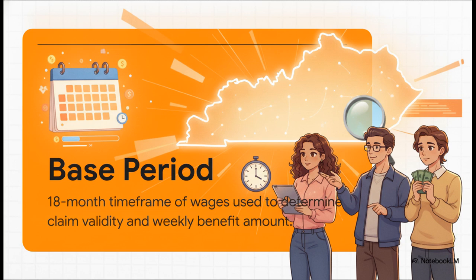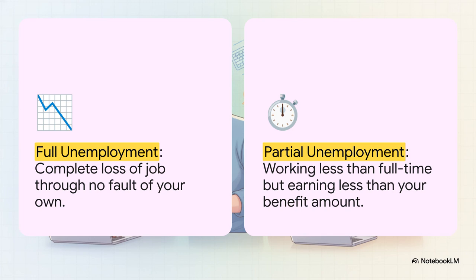You know, a lot of people assume unemployment is only for those who have completely lost their jobs, what's called full unemployment. But if your hours have just been reduced to less than full time and you're earning less than your designated weekly benefit amount, you might actually still qualify under partial unemployment. So whether your income dropped to absolute zero or just took a big hit through no fault of your own, this system is designed to provide some temporary, partial wage replacement to help keep you afloat.